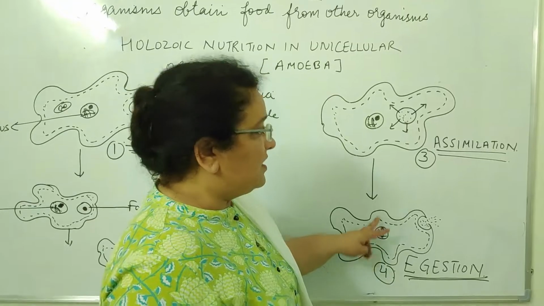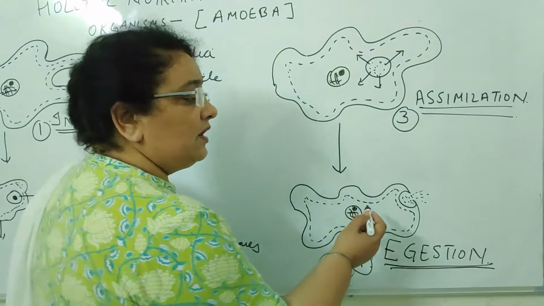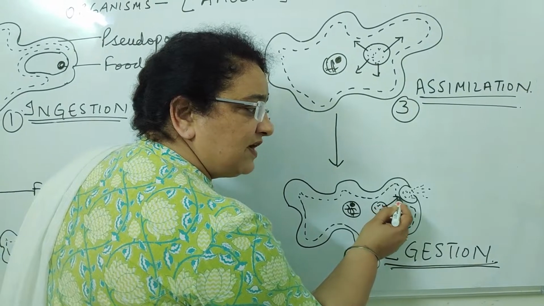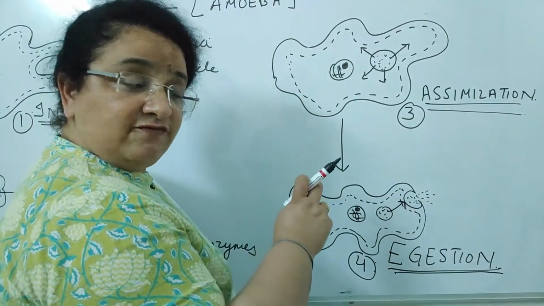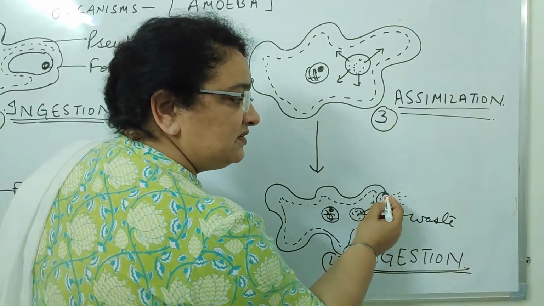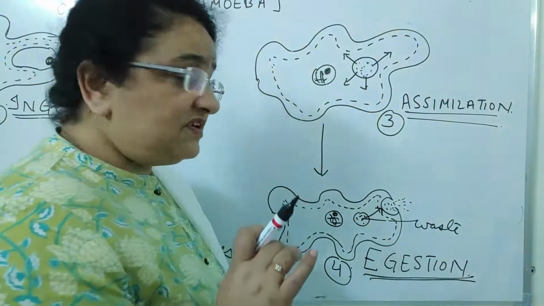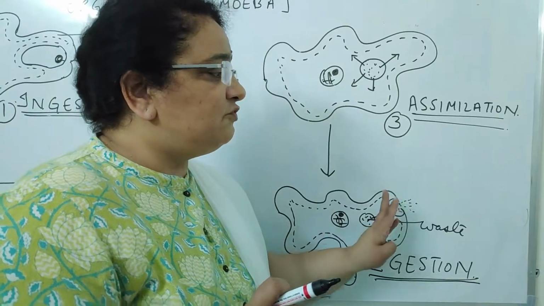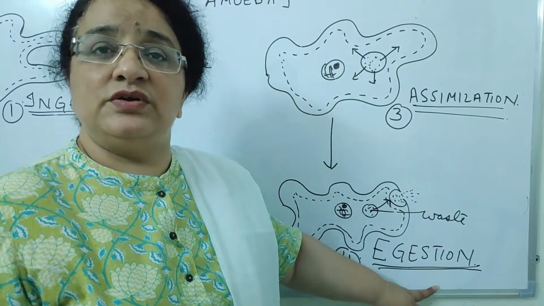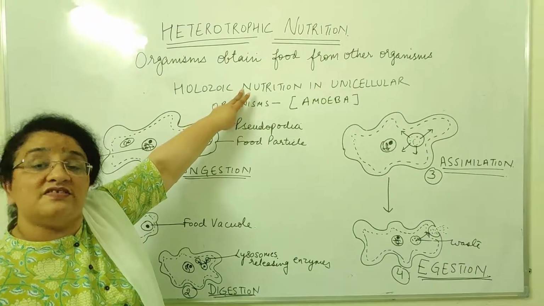Now the next step: the undigested food remains in the food vacuole. Slowly this food vacuole containing the undigested food, the waste material, reaches near the cell surface, near the cell membrane, and slowly the cell membrane ruptures, dissolves, and this undigested food is thrown out of the cell. So this step is known as egestion. Have you seen, even at the cellular level, Holozoic nutrition is possible.